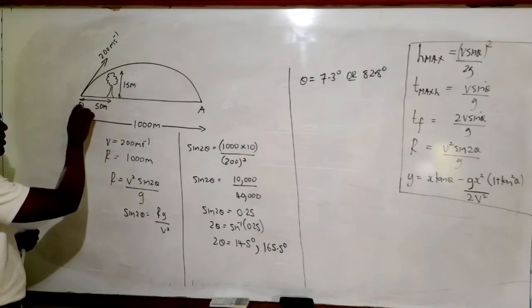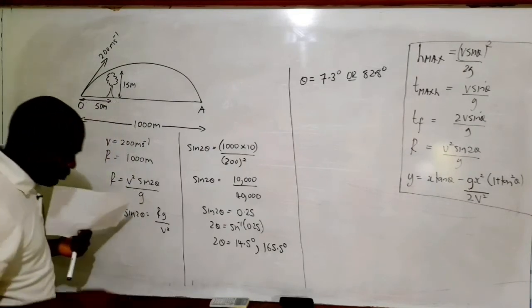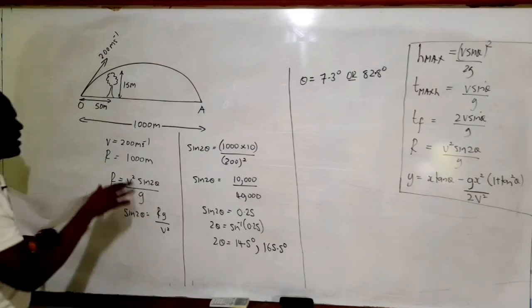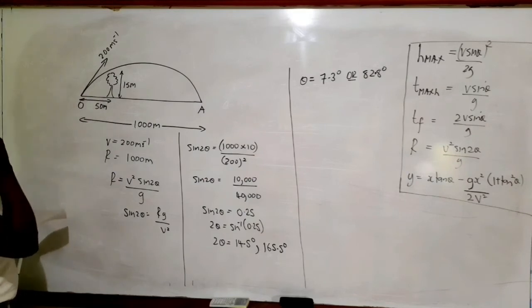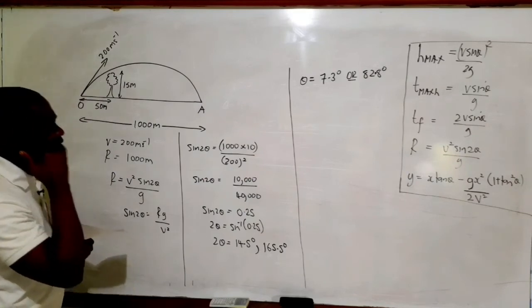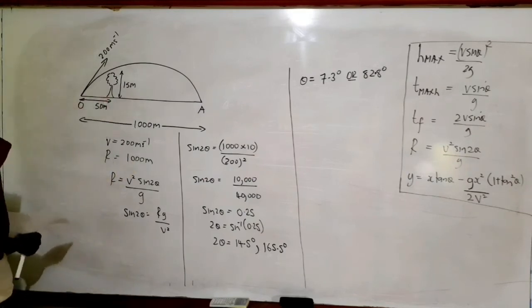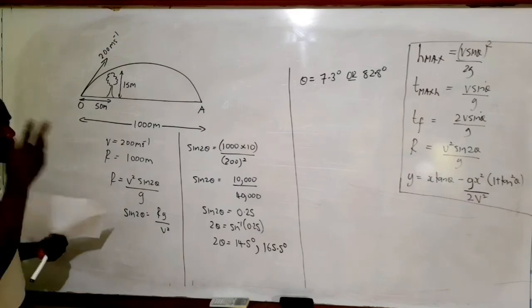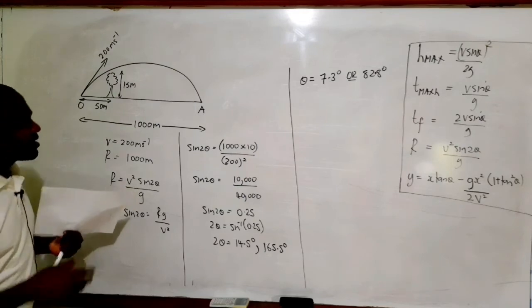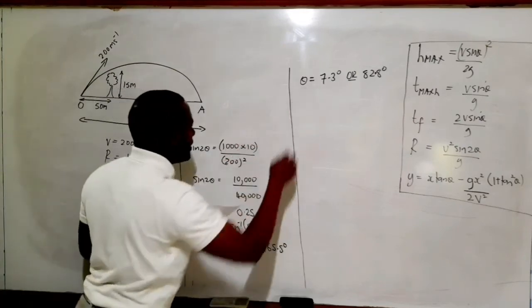So what we can do is calculate the angle formed by the diagonal, and if that angle appears to be greater than 7.3, we'll know that with this launch angle, it will strike the tree. So let's examine that little section there.